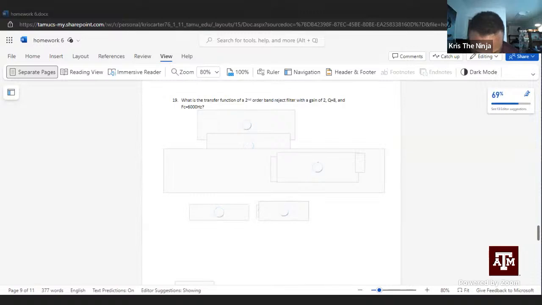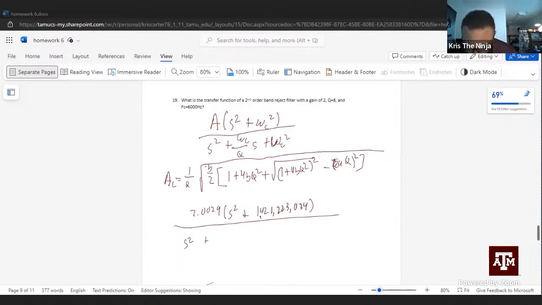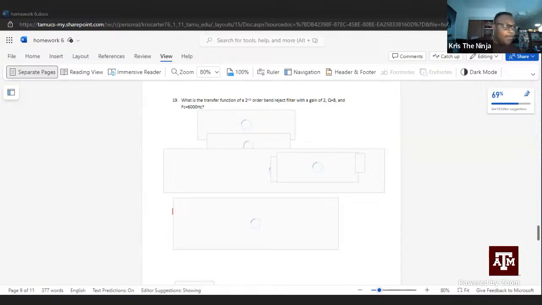So 4,712.39 s plus that same omega c squared value. So 1,421,223,034. Wow. Isn't that a beautiful transfer function? Yeah, I agree with you. It's not. But at least the math wasn't intense.